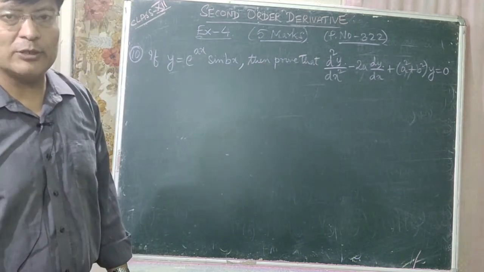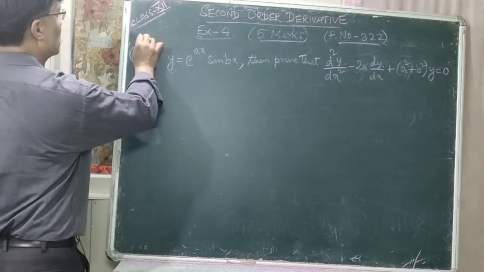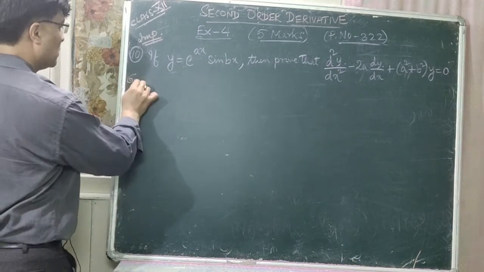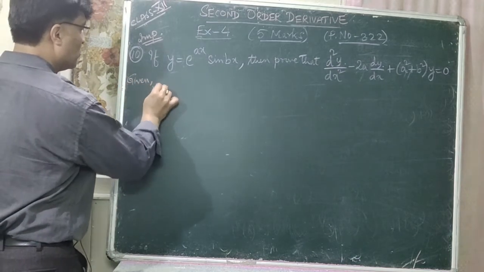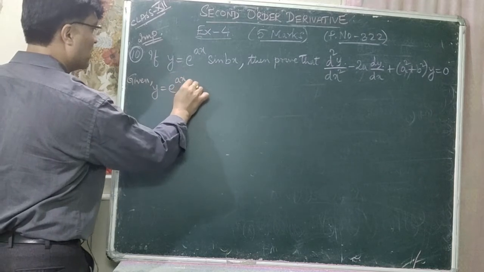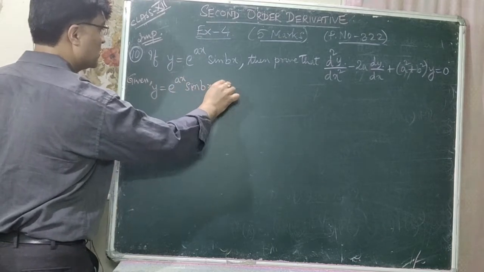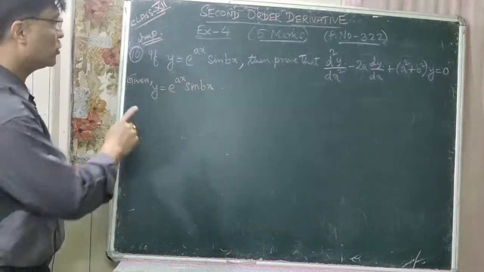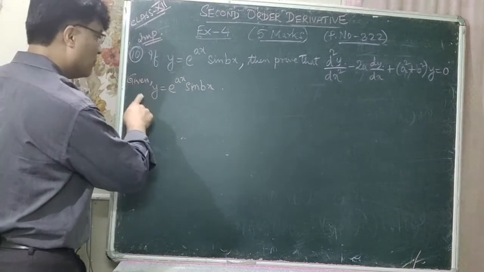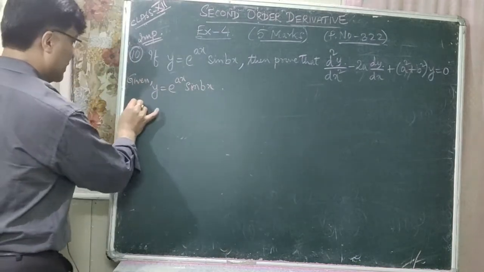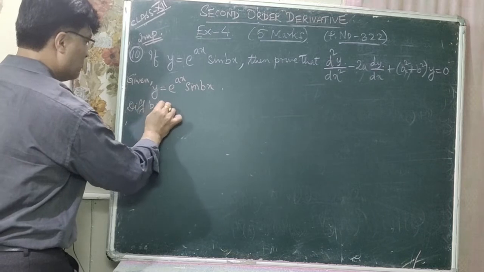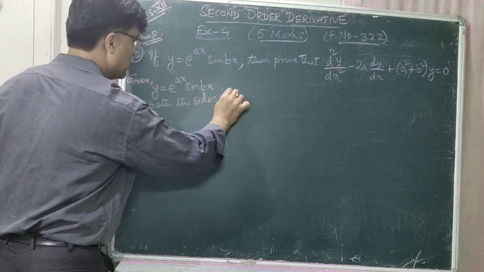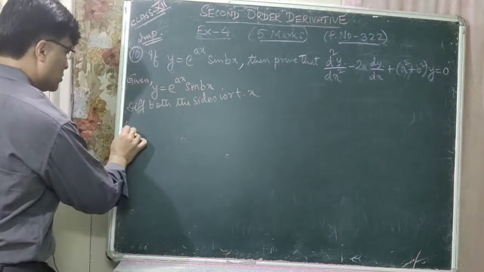First we find dy by dx. So this question is very important. Okay, so here given is y is equal to e to the power ax into sin bx. Okay, so here x and y are the only variables here, so you have to differentiate both the sides with respect to x. So differentiating both the sides with respect to x. So what do we get?